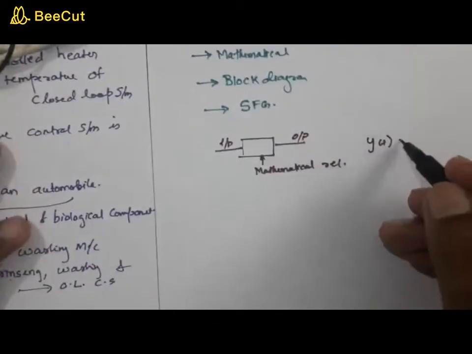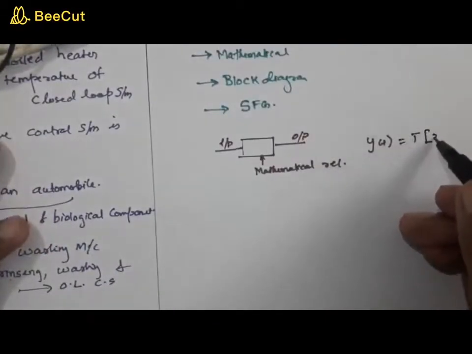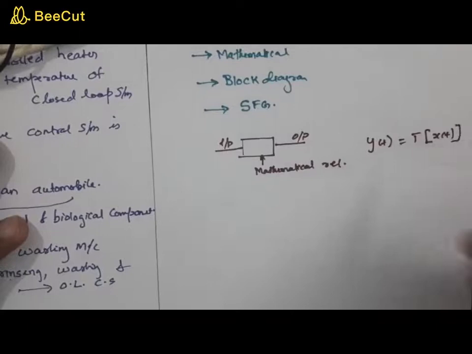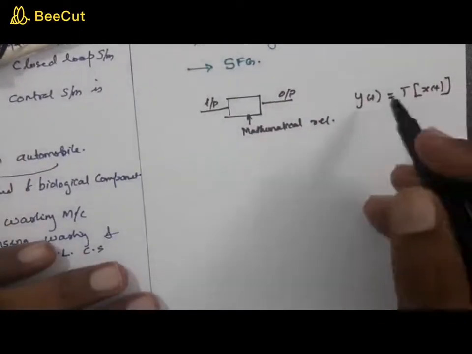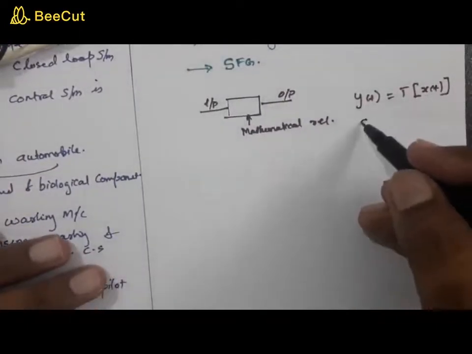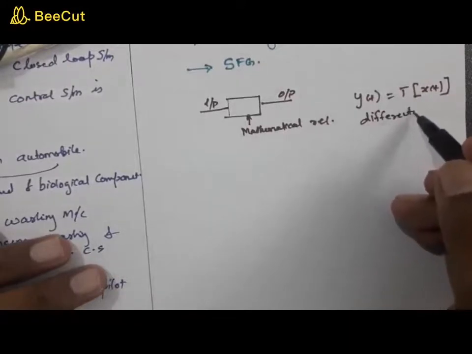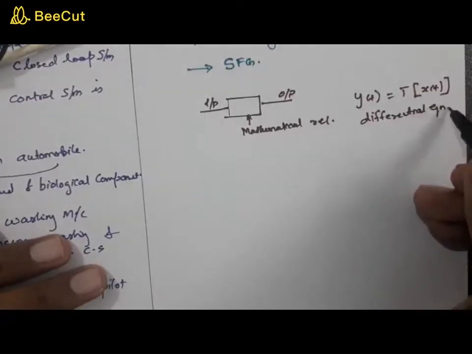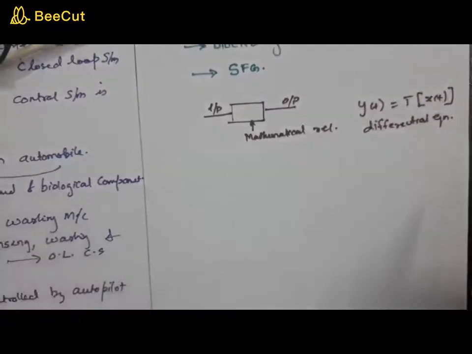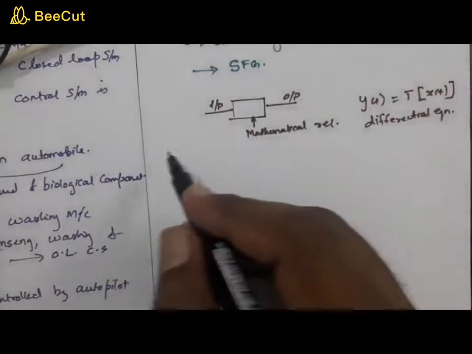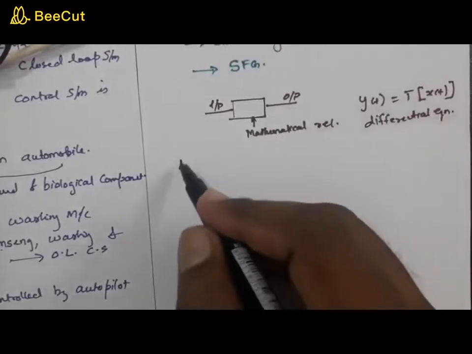I have taught you, say y of t is equal to some transformation of x of t, right? So there can be some linear equations like this, or there can be some differential equation. Okay, so this is the time domain representation, the mathematical model. Similarly, under this you can have a frequency domain model as well.